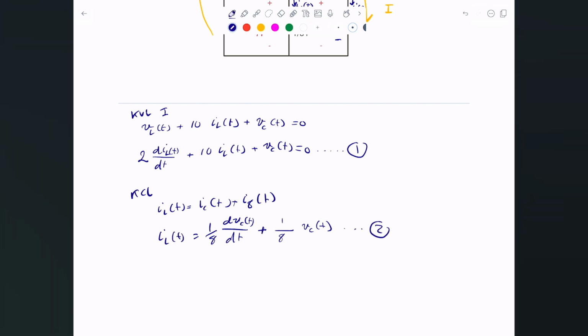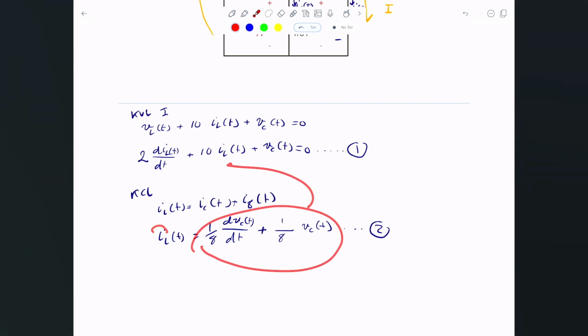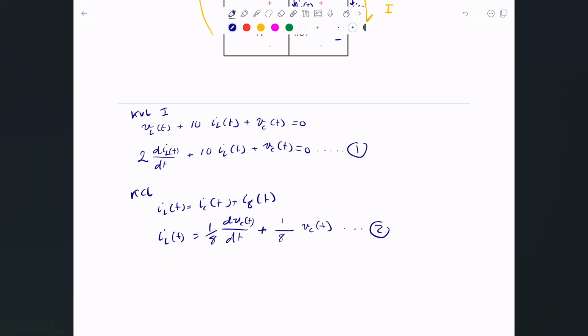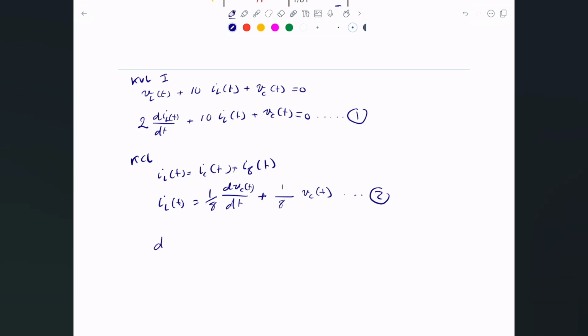So what I can do is take this I of t in here and substitute it in here, so I'll have everything in terms of VC. But what about this one here? This one is based on the first derivative of IL of t. So let's take the first derivative. The first derivative of IL of t divided by dt is 1 divided by 8 times the second derivative of VC of t, plus 1 divided by 8 of the first derivative in here, plus dVC of t divided by dt.